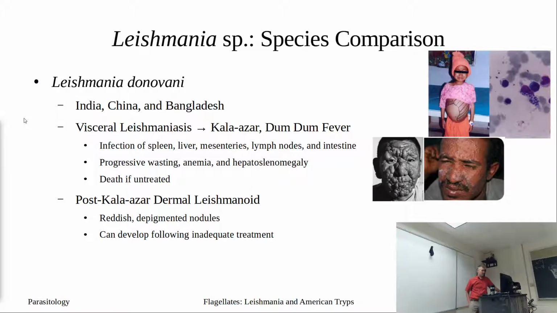Next up is Leishmania donovani. We said the amastigotes have taken on the name of Leishman-Donovan bodies. This is part of who found it, so you got their name, Leishmania donovani. This is found in India, China, and Bangladesh. Donovani causes visceral leishmaniasis. This has also taken on several different names, including Kala Azar and Dum-Dum fever.